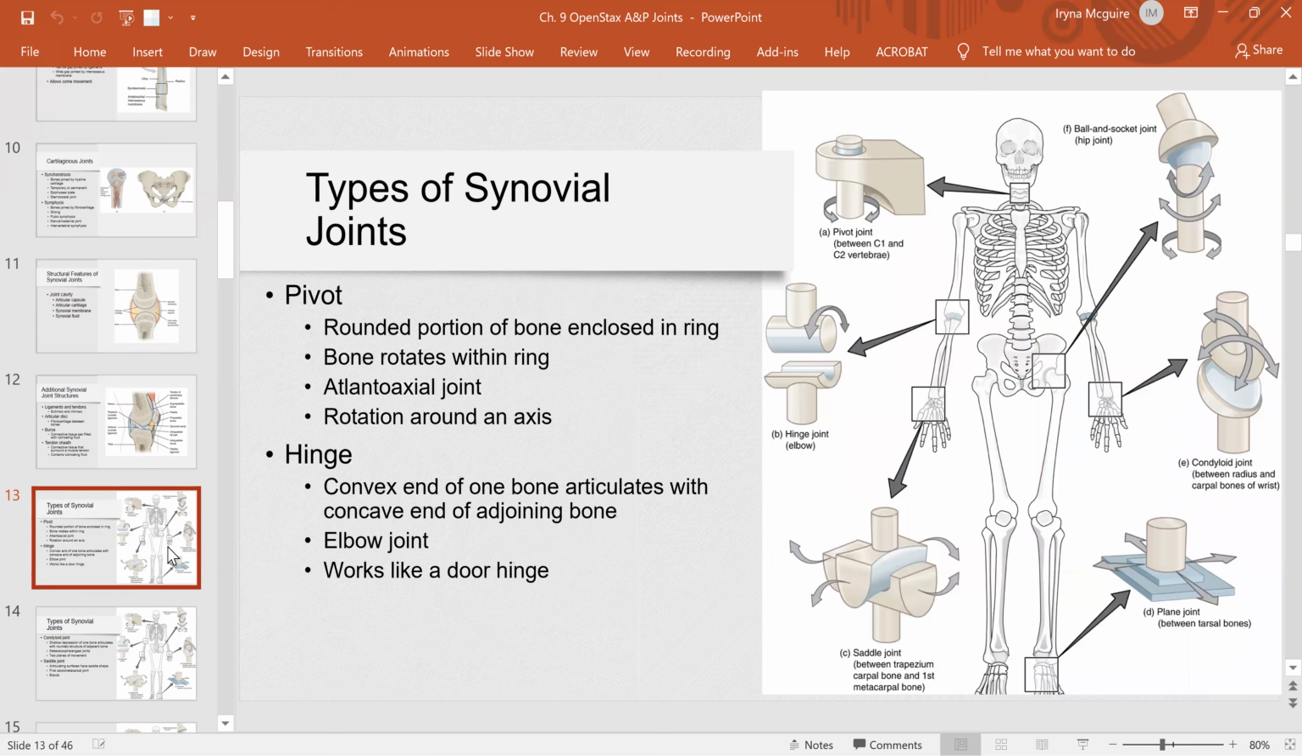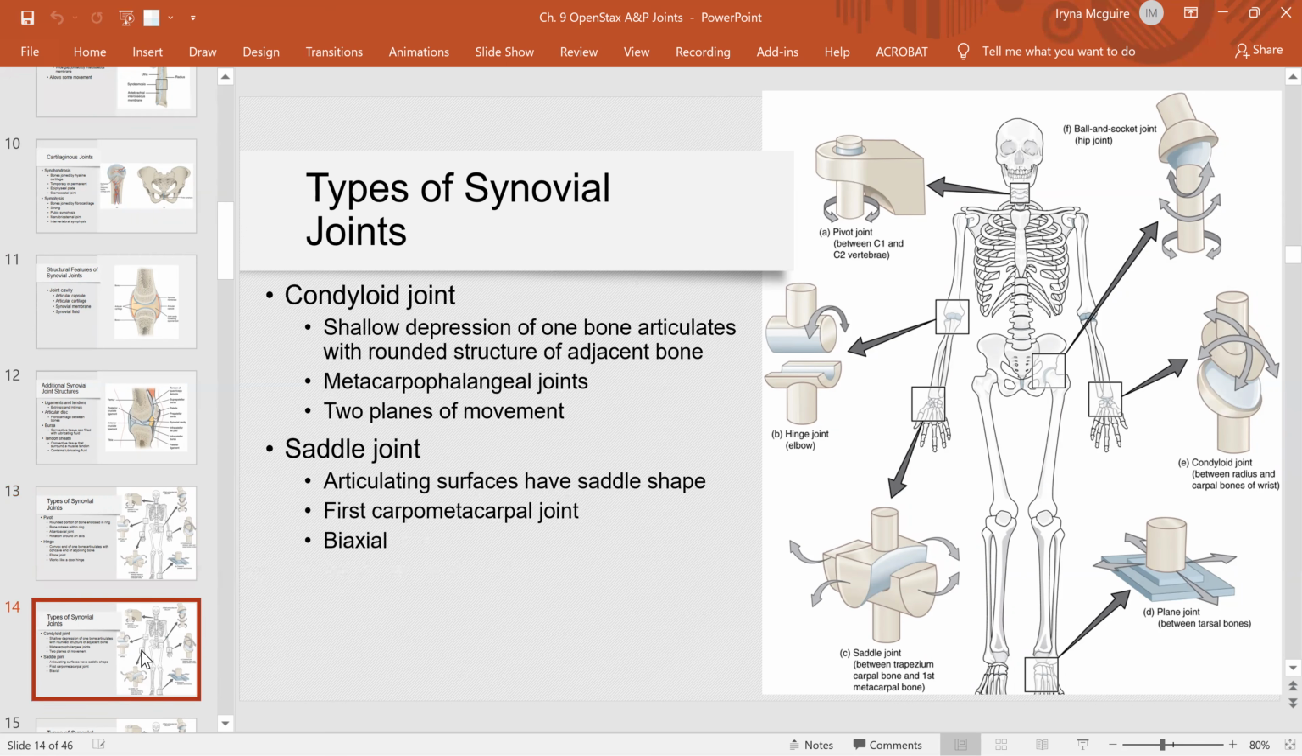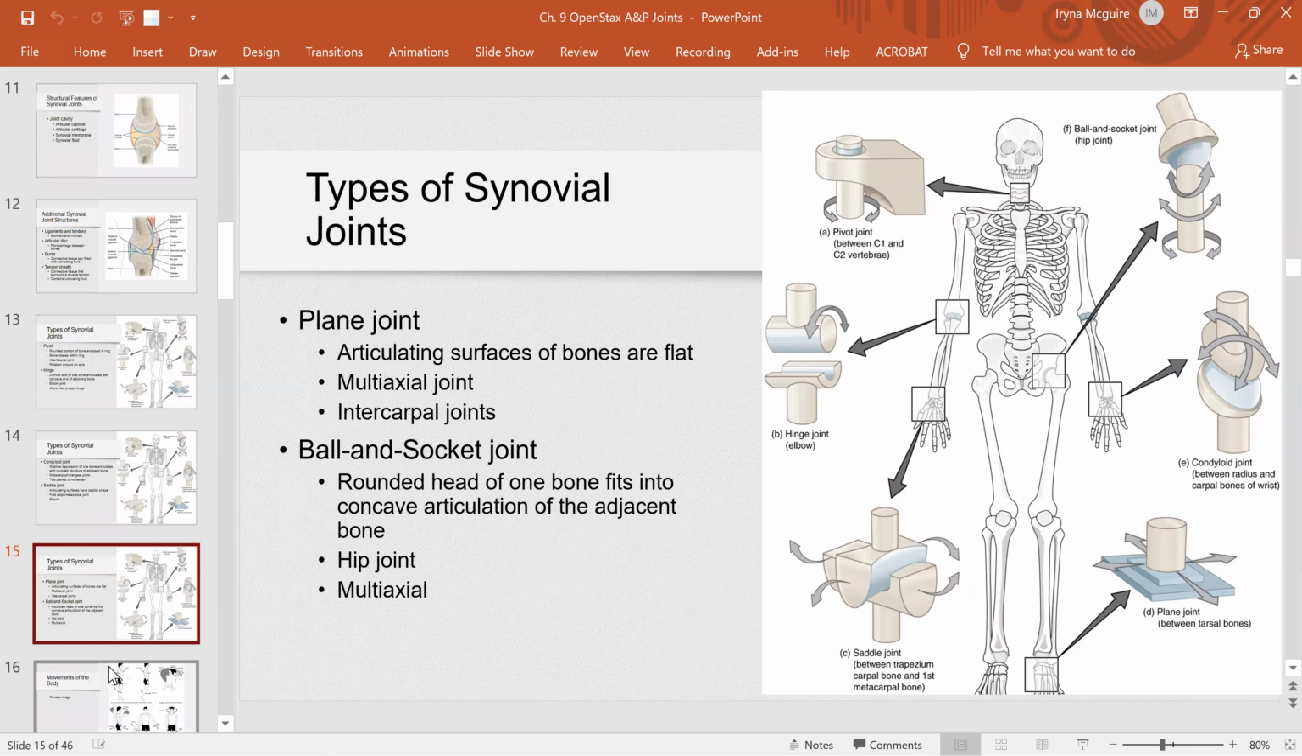Because synovial joints are diarthrosis, they're movable, but we ask, are we moving in one plane, two planes, or three planes? And what is the structure of the articulating surfaces? Is it a ball in a socket? Are the articulating surfaces flat? Do they look like a saddle? Do they look like an oval in a shallow socket? Or is there an axis inside a ring? That's how we classify synovial joints: pivot, hinge, condyloid, saddle, plane, or ball and socket joint.